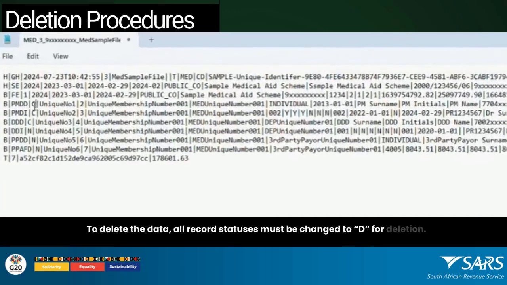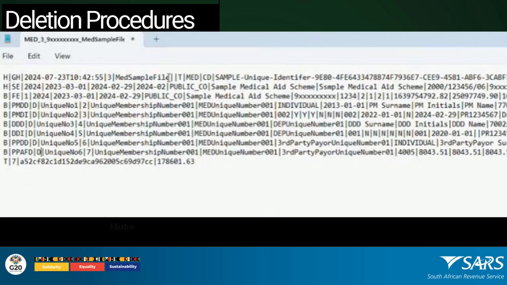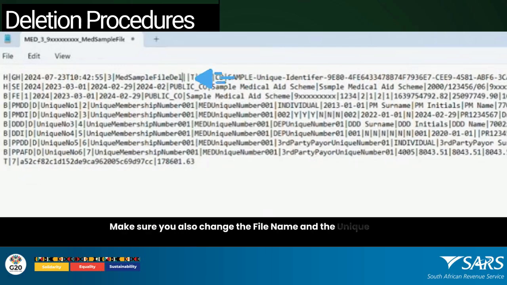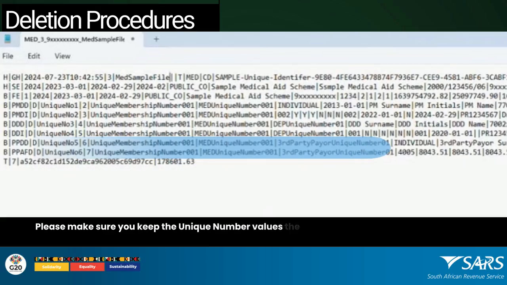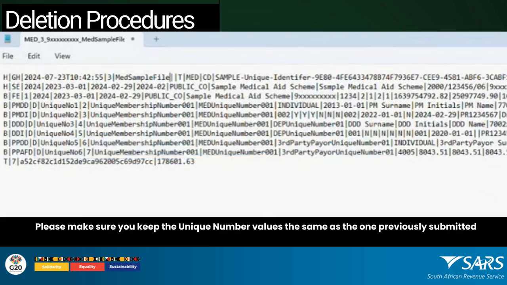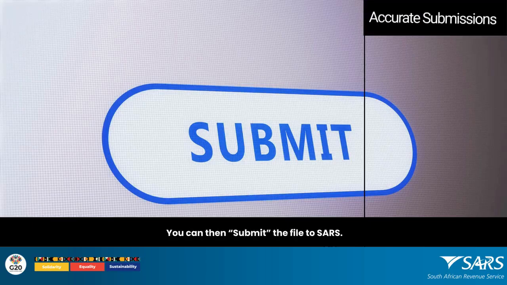To delete the data, all record statuses must be changed to D for deletion. Make sure you also change the file name and the unique file ID. Please make sure you keep the unique number values the same as the one previously submitted. You can then submit the file to SARS.